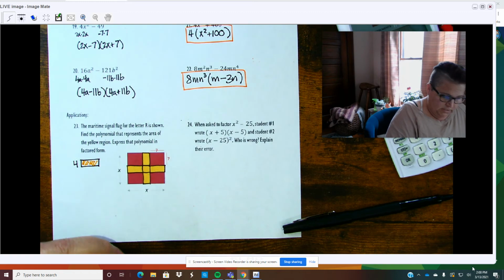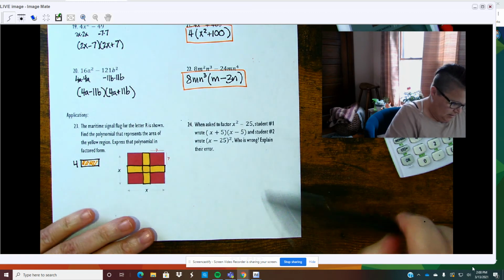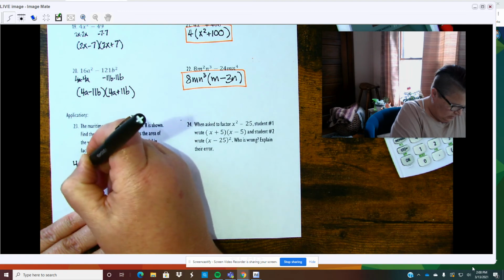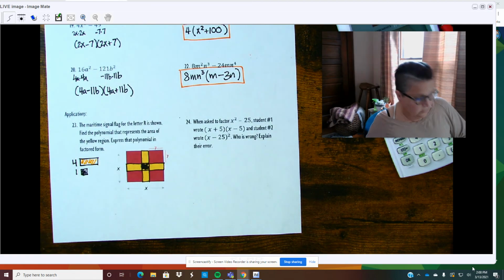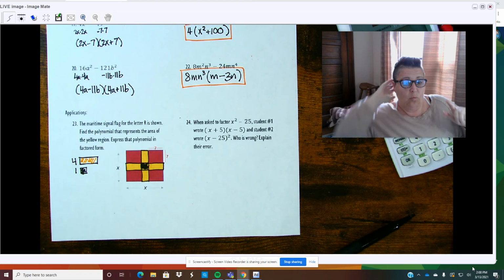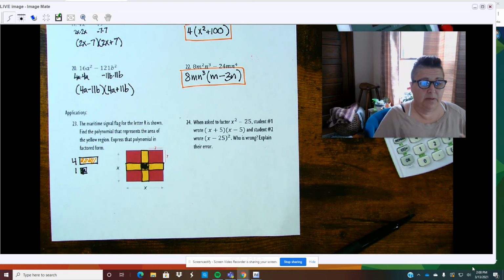I've got 4 of those yellow rectangles. And then I've got this middle section. So that's how I'm going to build it. I'm going to build this polynomial by finding the area of one yellow section and then multiplying it by 4. And then I'm going to add to that the one sort of black square in the center.